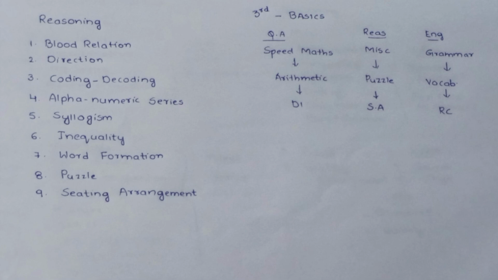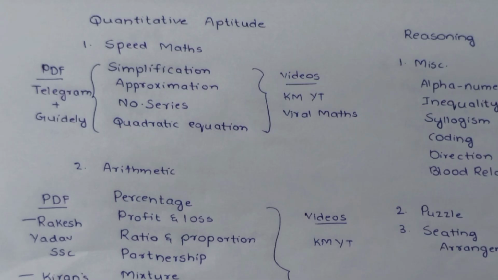Here the detailed preparation will be like this for quantitative aptitude. The first one, as I told, you have to start your preparation with speed maths. In speed maths we will include four topics. One is simplification, second one is approximation, third one will be quadratic equation, fourth one will be number series, that is missing number series and wrong number series. These four topics are very important, and you can definitely expect 10 to 15 marks from this portion in any exam.